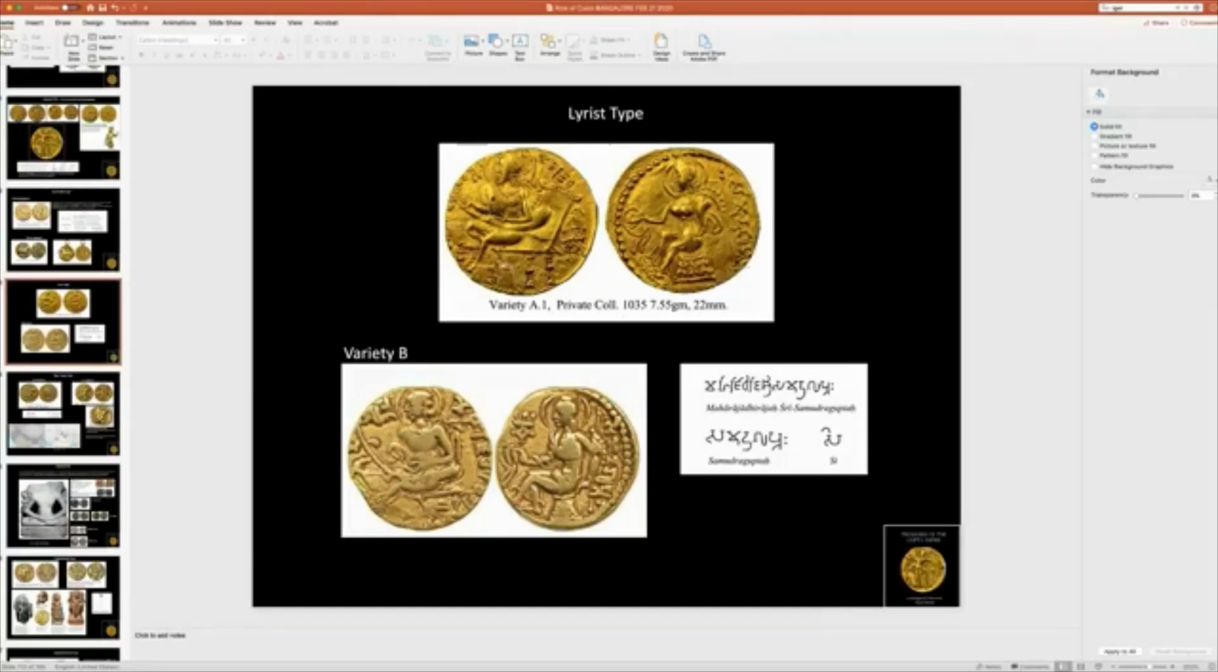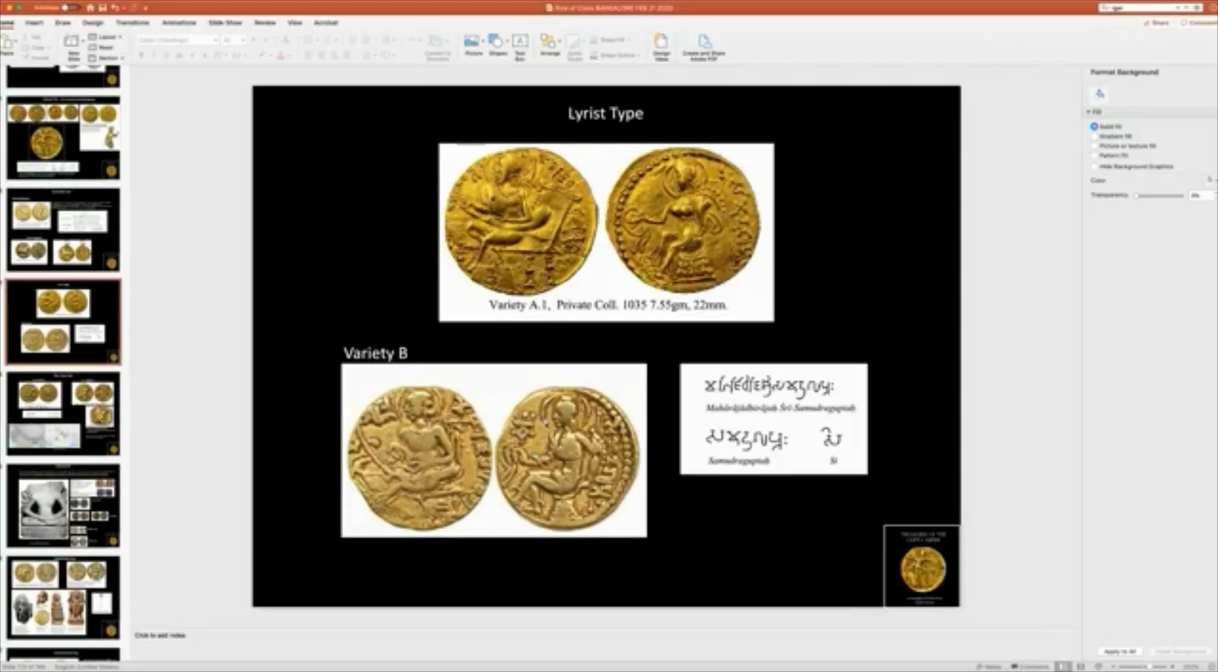And under the seat, right here, under the couch, there is a Sa for Siddham. Okay, this is what we always see on these coins. On this coin, on the version A, variety A, we don't see a tamga. This tamga is never found on variety A, the large flan type.